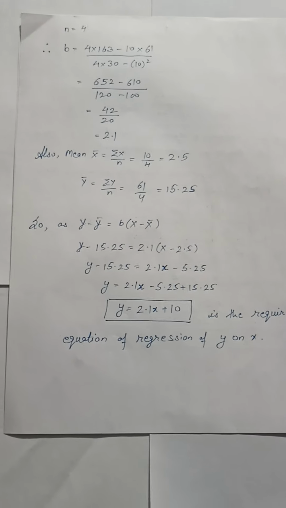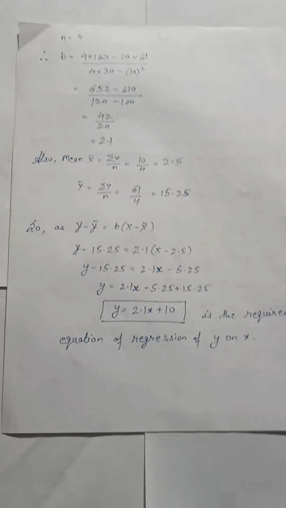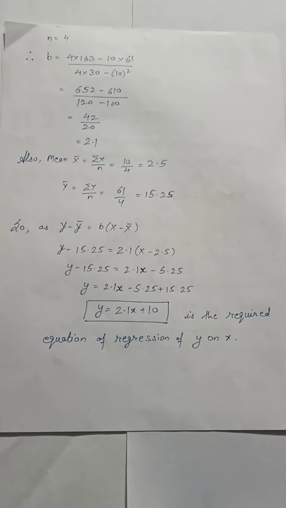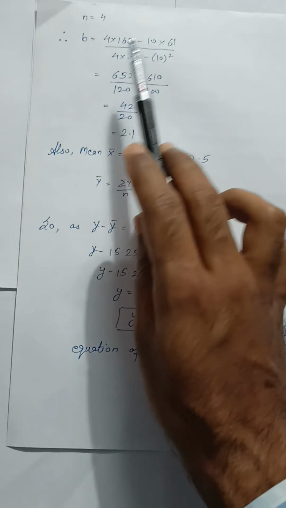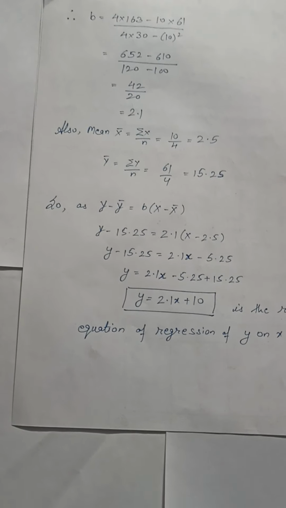After that, let us find b. Let us put the values of summation of x into y, summation of y, summation of x square, and summation of x whole square in this. So we have substituted these values. After solving it, we will get the value of b as 2.1.